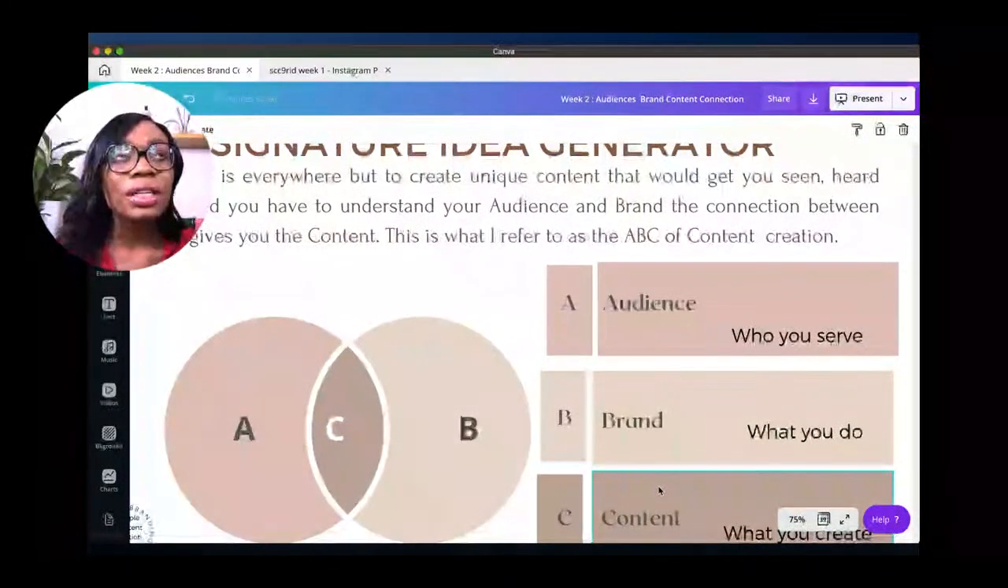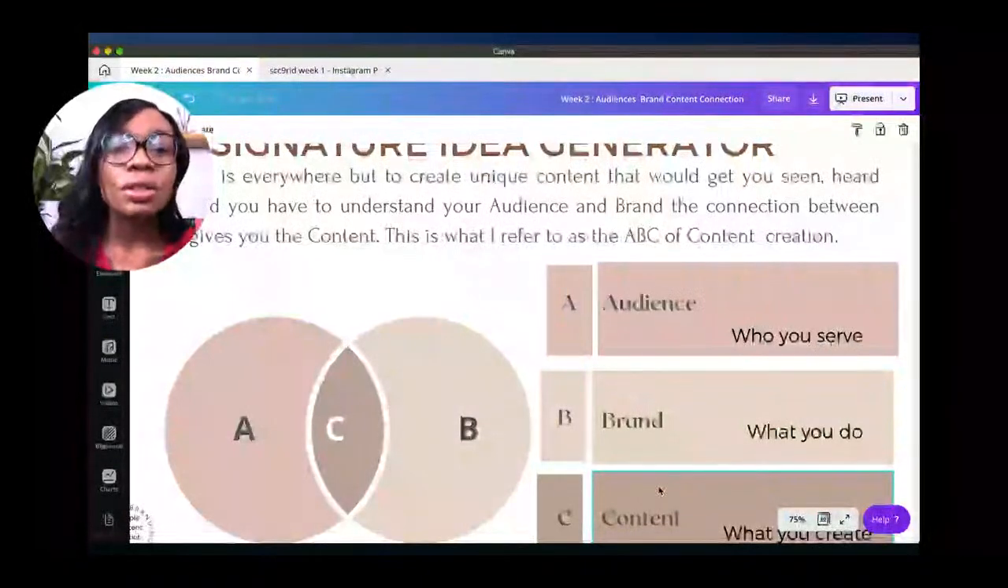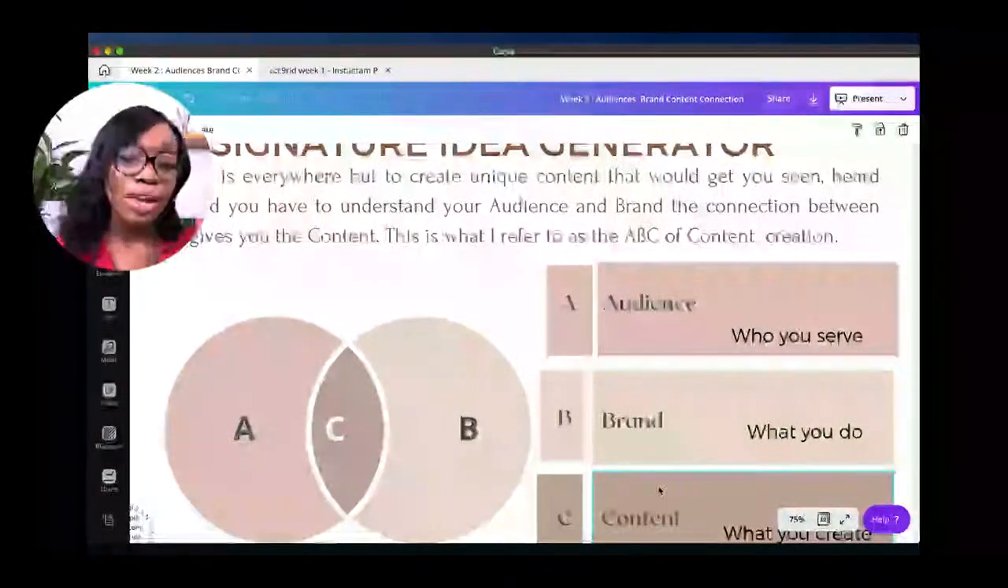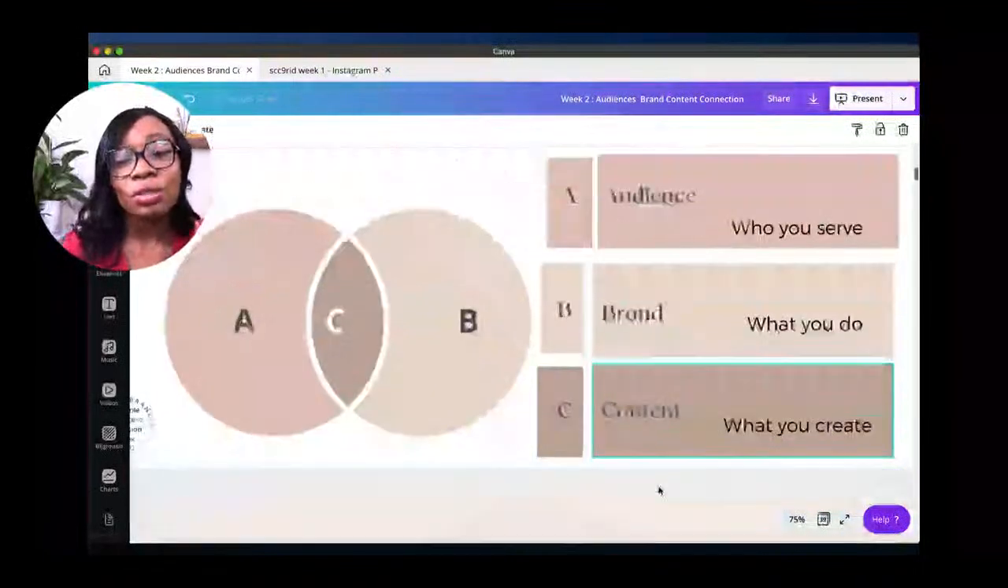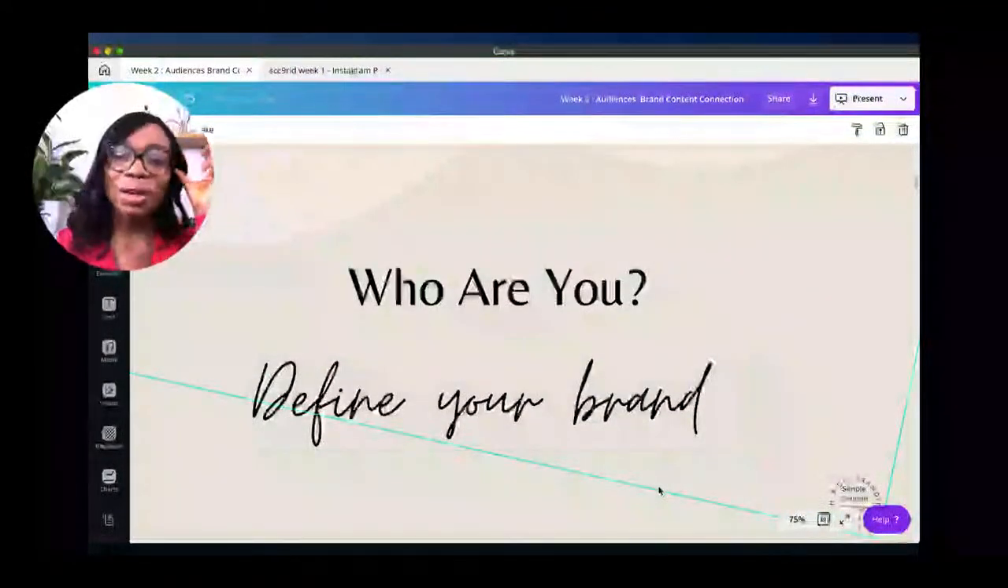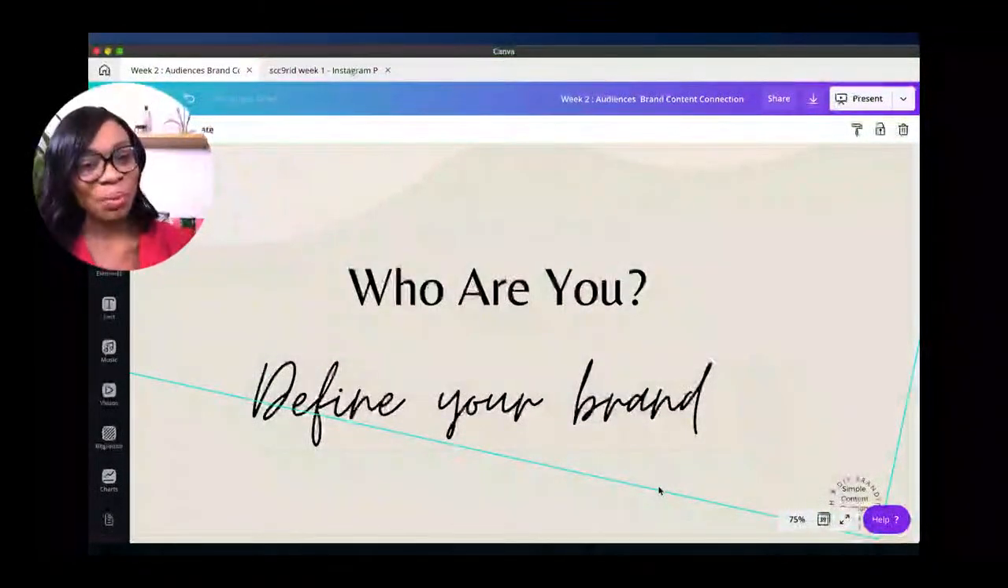I always say that to create unique content, you have to know what to create. If you don't know what to create, you're going to be creating blindly. So we're going to understand your audience, your brand, and why you need to create content. All right, I'm starting from B. I'm not starting from A.